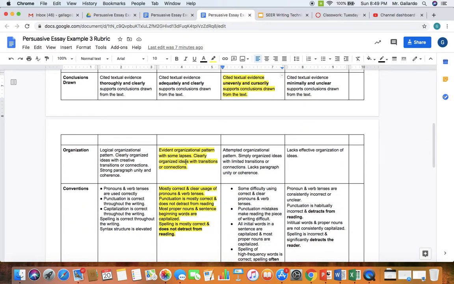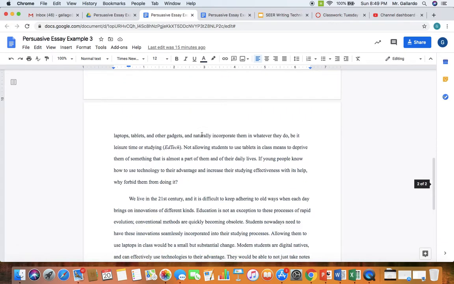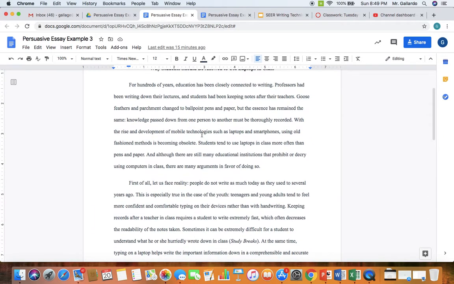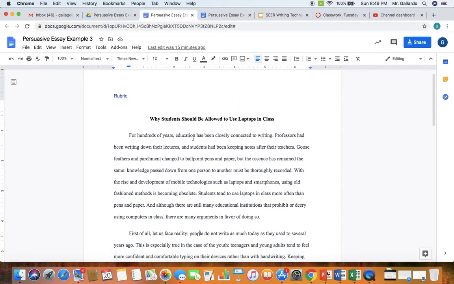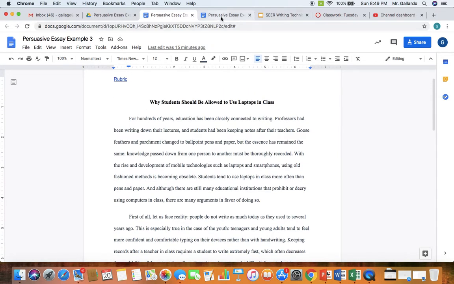And lastly, organization. It is a 3 because it is separated into paragraphs. There's an introduction. There is a conclusion. But it is not a 4 because this is supposed to be a 5 paragraph essay, so that automatically takes it away from the 4.